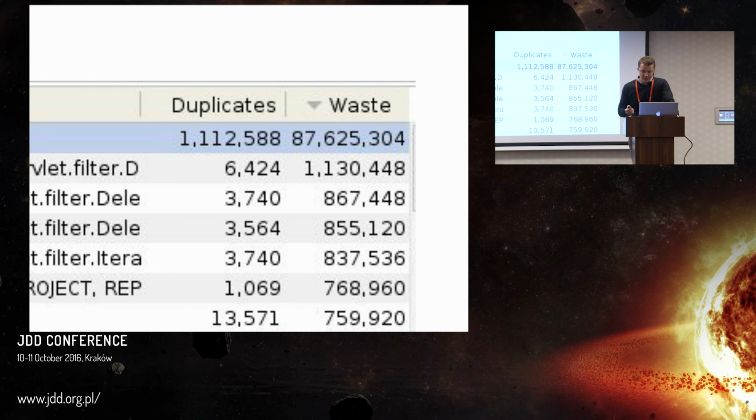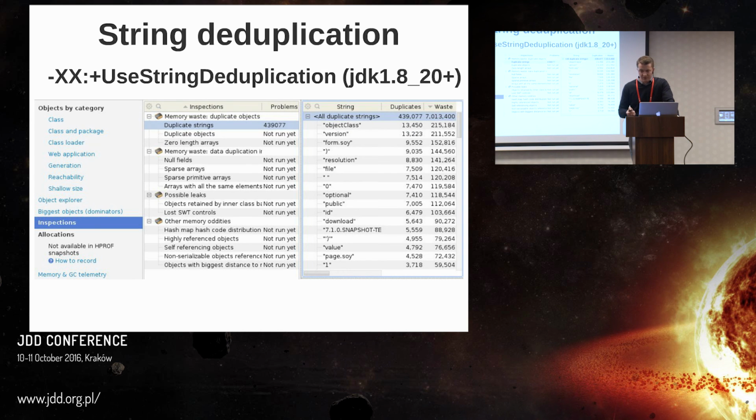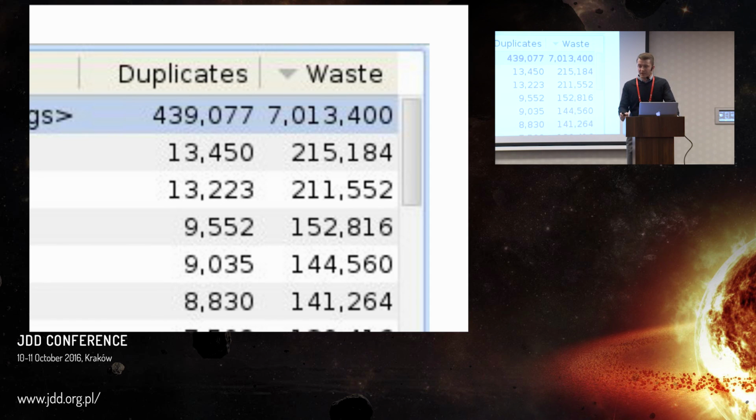But now in JDK 8, since update 20, when you are using G1, you have another option that you can enable on the JVM to do string deduplication. And this is a heap dump from the same Jira, and you can see that like 80 megabytes, out of a whole heap of around 600 megabytes, was saved.